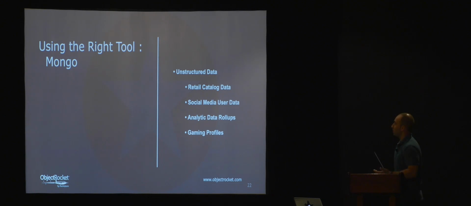And this was touched on earlier by, I think, Kim and Peter, I believe. Use the right tool for the job. Mongo is really good at unstructured data, for example, retail catalog data, social media data, analytic data roll-ups and gaming profiles. Stuff that doesn't necessarily have a structure, and you want to add or not add certain fields to certain documents.